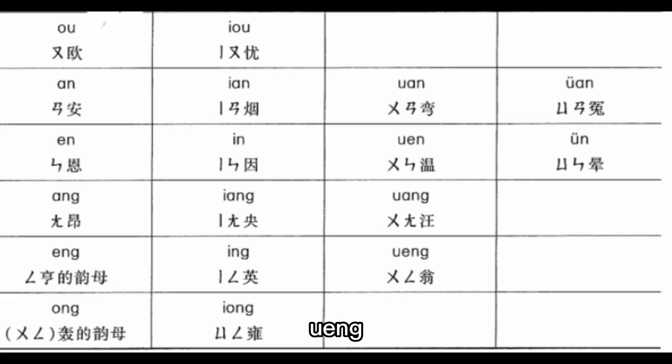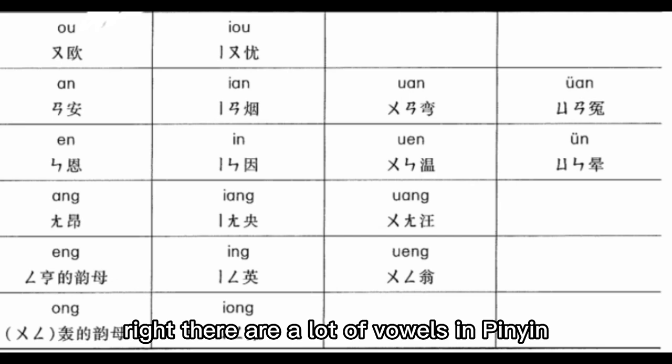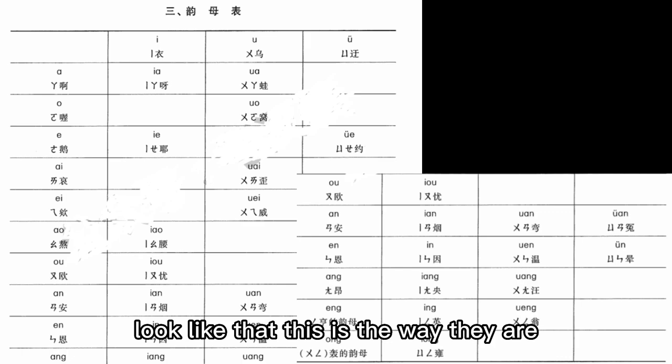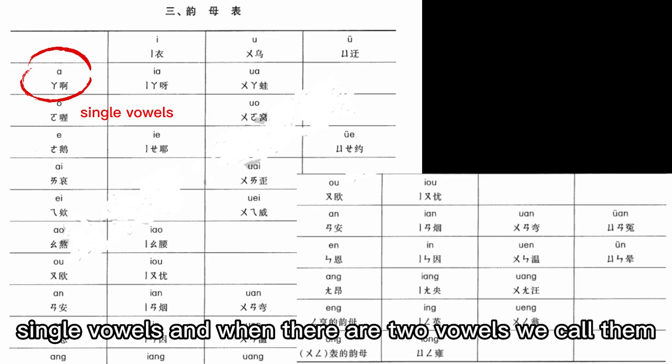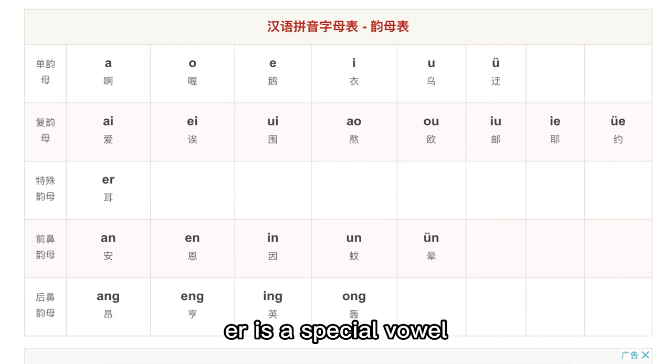Right, there are a lot of vowels in Pinyin. Don't bother about why vowels in Chinese Pinyin look like that. This is the way they are. When there is only one letter, we call them single vowels. And when there are two vowels, we call them plural vowels. R is a special vowel.